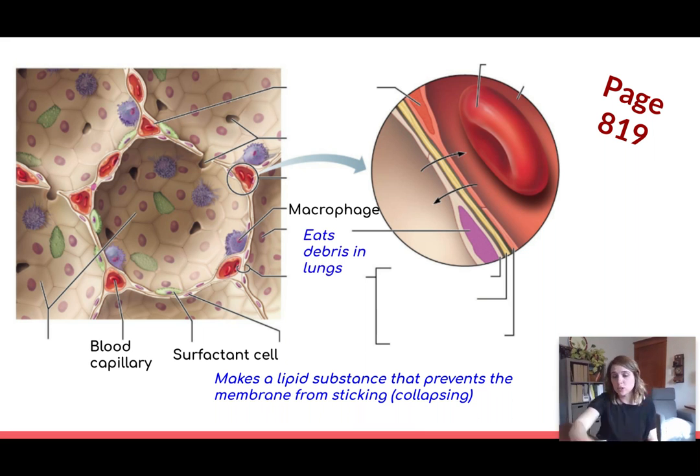Okay, the other special cell I want you guys to note is a macrophage. Those are the purple guys that are on here. They eat debris in the lungs.